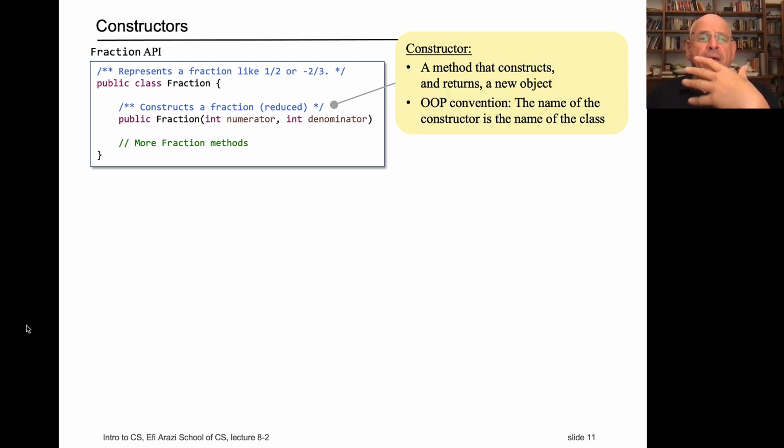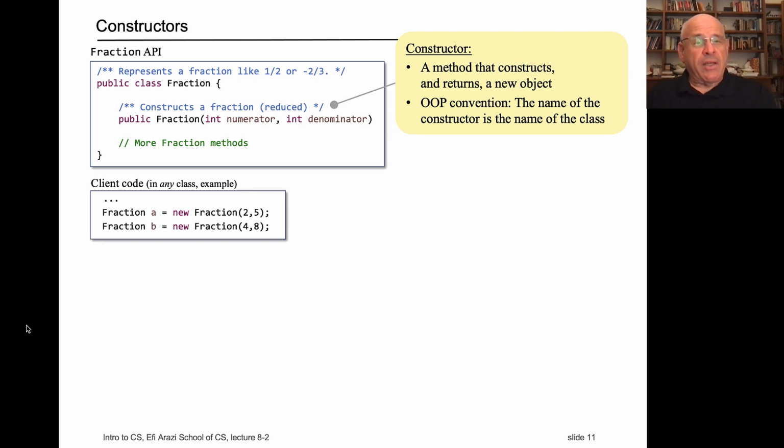Now, a constructor is a method that constructs and returns a new object, and it does it whenever someone calls it. And there is an object-oriented programming convention, which is that the name of the constructor method is always the name of the class in which this constructor is defined. So this constructor is called fraction, just like the class. Now here's an example of using this constructor. I define two variables, a and b, of type fraction, which is now available to me.